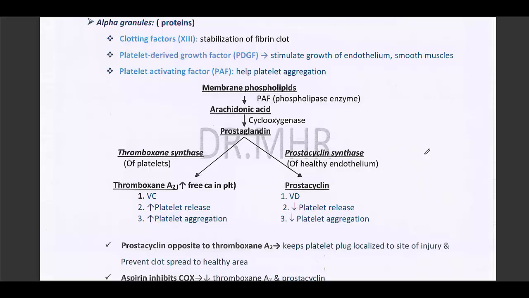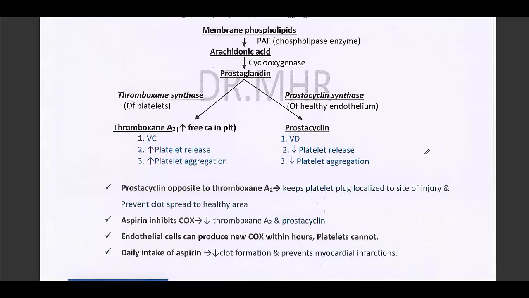Thromboxane A2 increases free calcium in platelets. Thromboxane A2 starts vasoconstriction and platelet release and increases platelet aggregation. On the other hand, prostacyclin does the opposite: vasodilatation, decreased platelet release and decreased platelet aggregation. So prostacyclin is the opposite of thromboxane A2. It keeps the platelet plug localized to the site of injury and prevents clot spread to healthy areas.